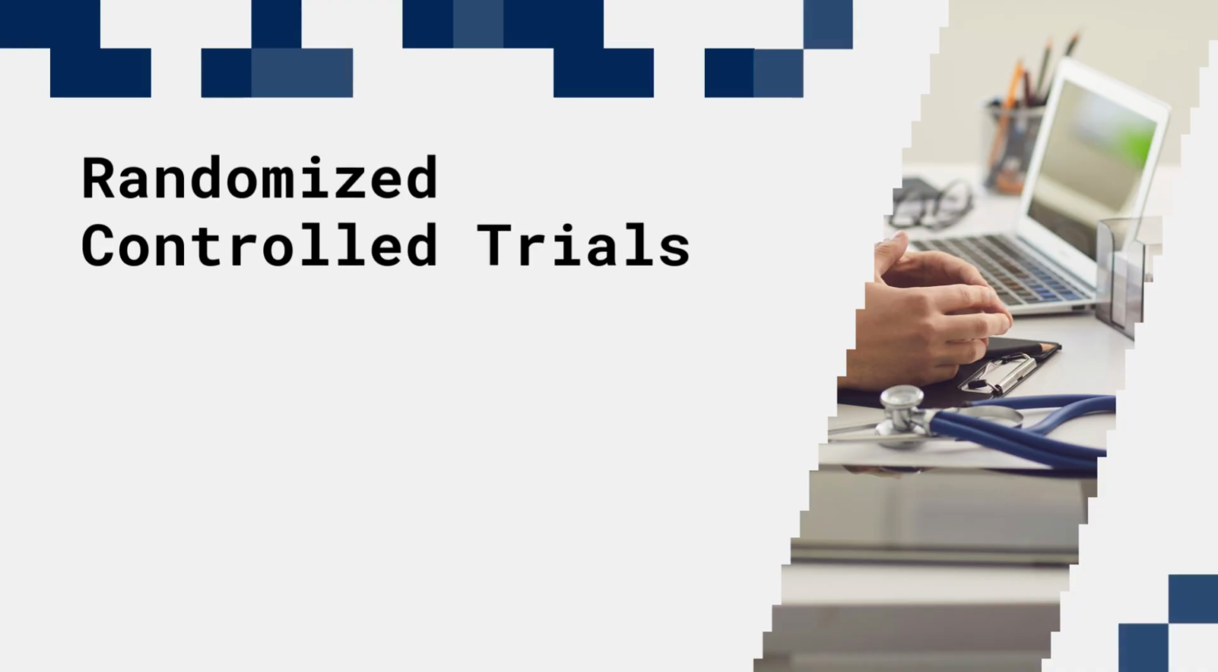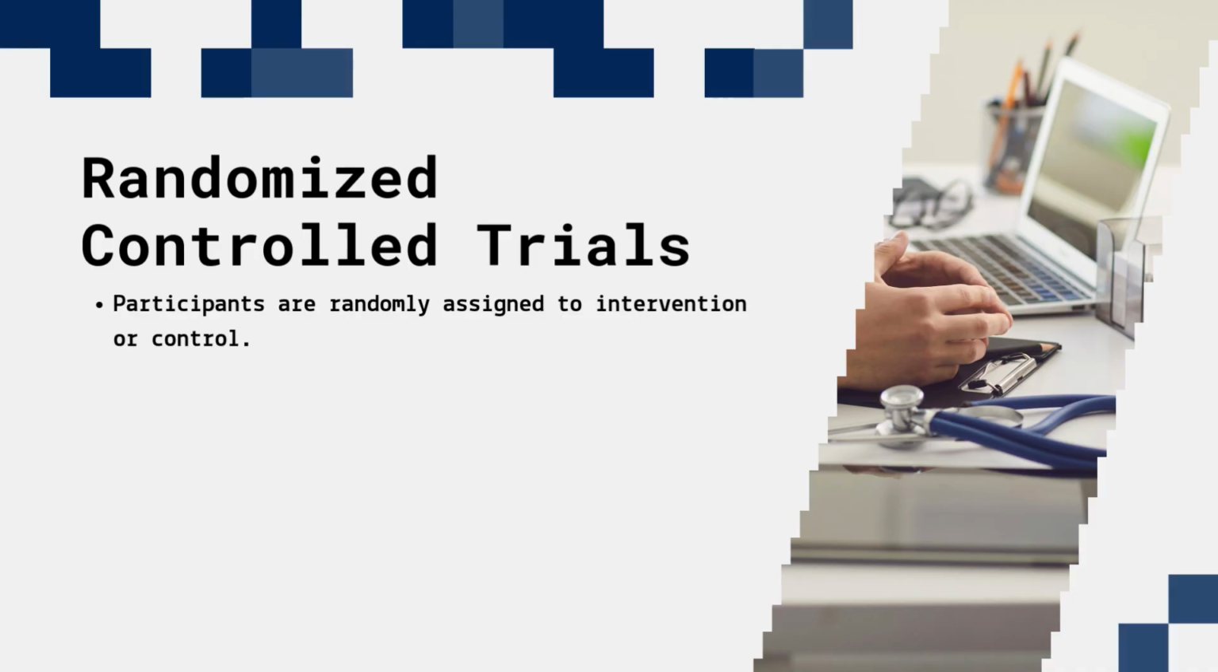Let's start with the first classification. The strongest design is the randomized controlled trial, or RCT. In these studies, participants are randomly assigned to groups. Randomization makes the groups comparable, balancing out confounding factors, and giving us the clearest window into causality.